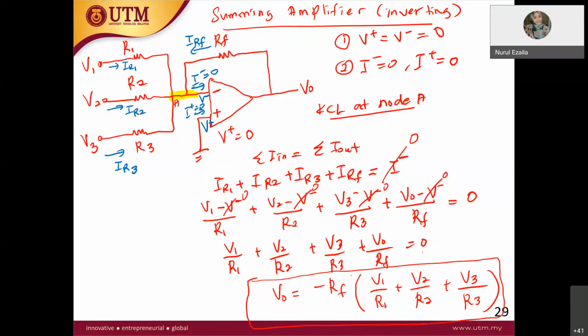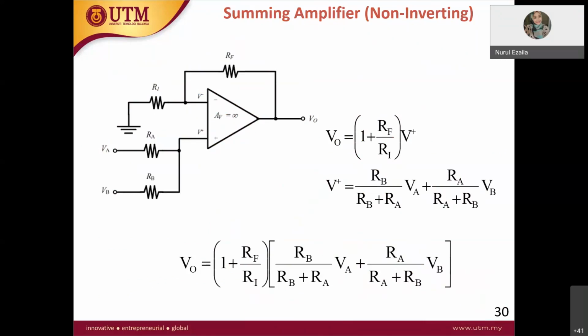For the second one, we will take 5. I will ask you to derive this on your own. After the break, you try to derive this one, until you get V out equal to 1 plus RF over R1. We take 5, right? After take 5, you can try to derive this.